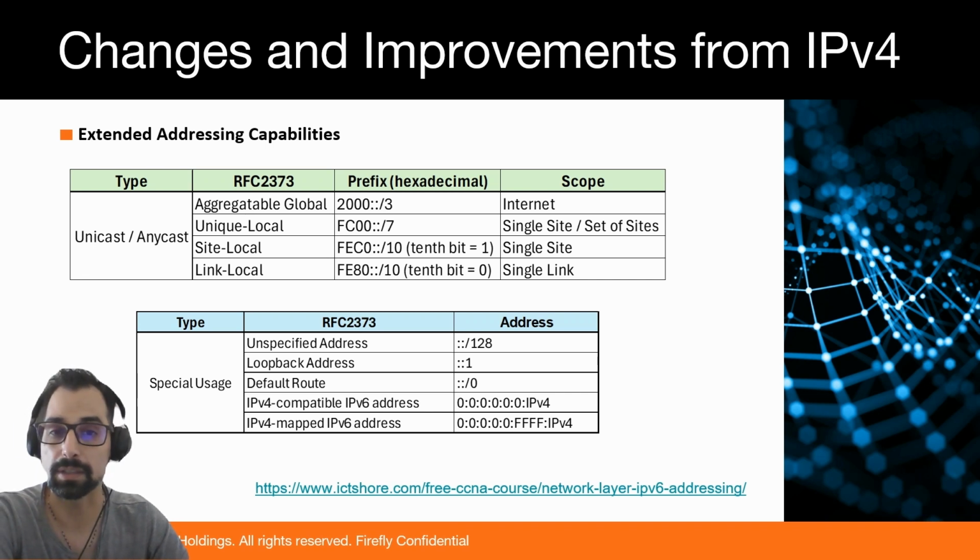A loopback address is going to be shown like this. A default route is going to be ::/0. You're going to see this in the routing table. We're going to see that in the lab later.